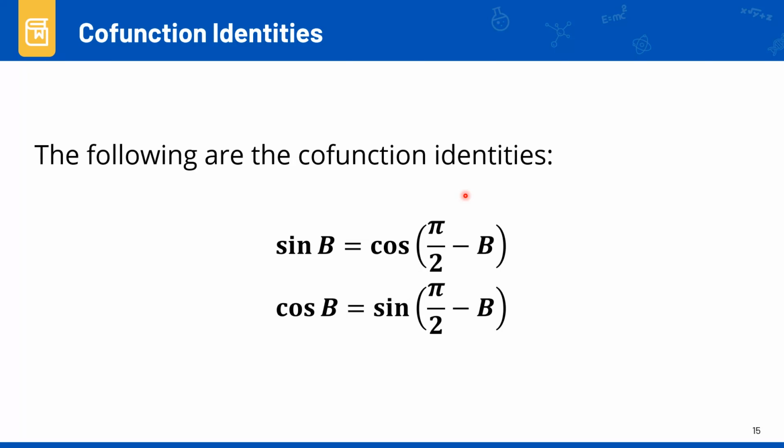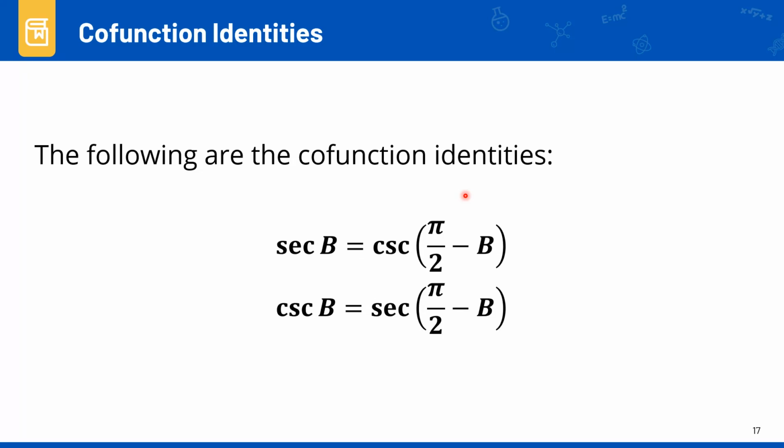On the previous slide, we have the sum and difference of cosine. Here, we have the co-function identity. So sine b is equal to cosine of pi over 2 minus b, and cosine b is equal to sine of pi over 2 minus b. Another, we have tangent b, which is equal to cotangent of pi over 2 minus b, and cotangent b is equal to tangent of pi over 2 minus b.